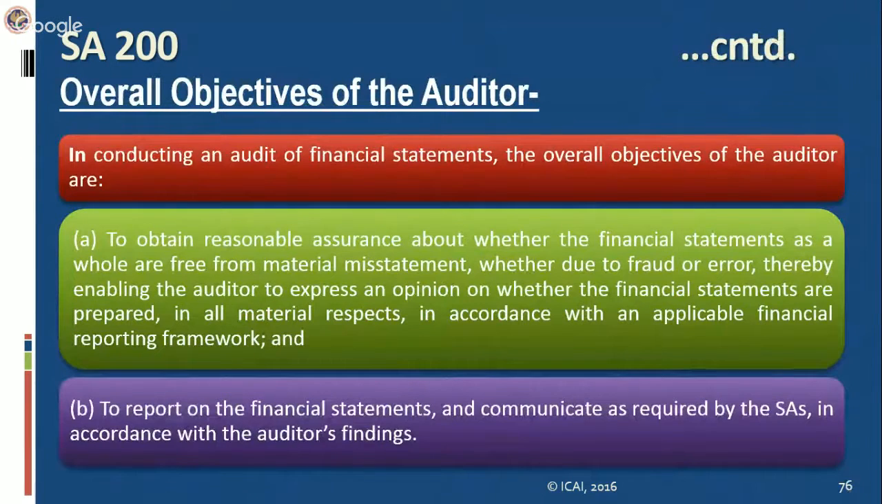Now, the overall objectives of the auditor. In conducting an audit of financial statements, there are two objectives which the auditor is going to achieve. First, and this is very important, I tell you: to obtain reasonable assurance.